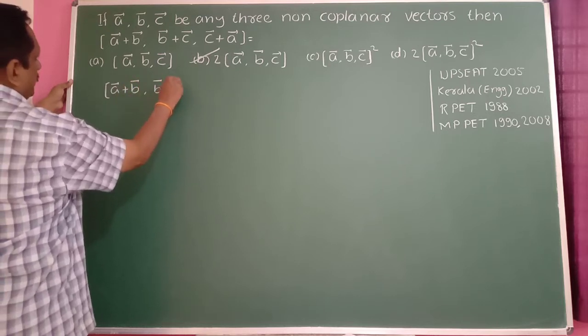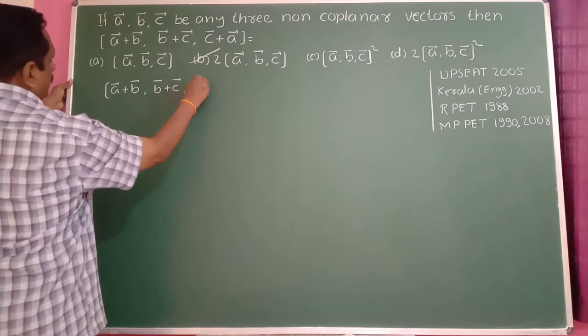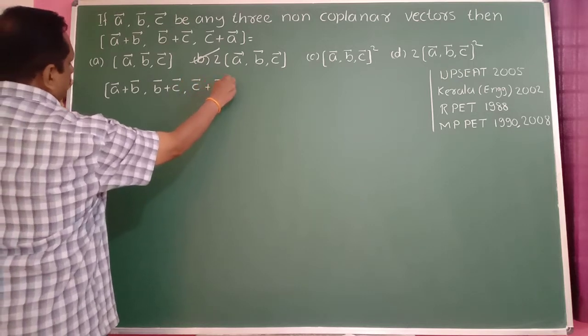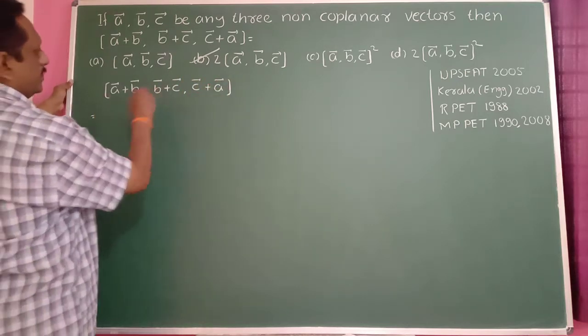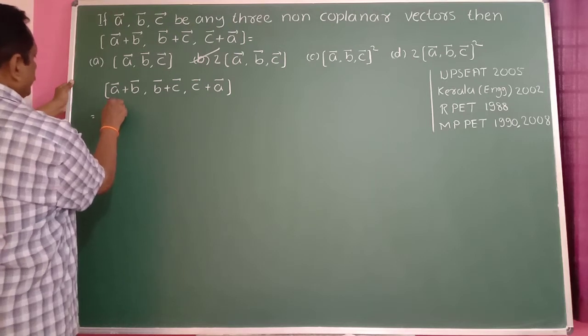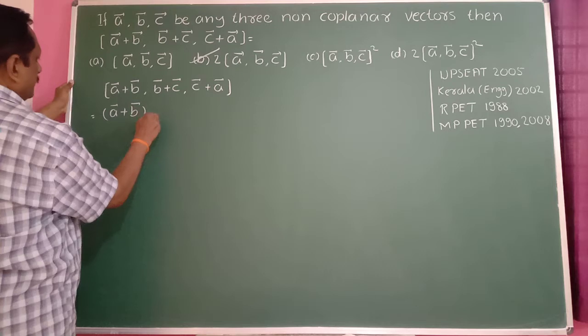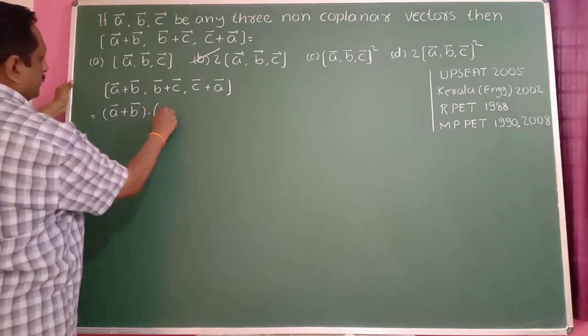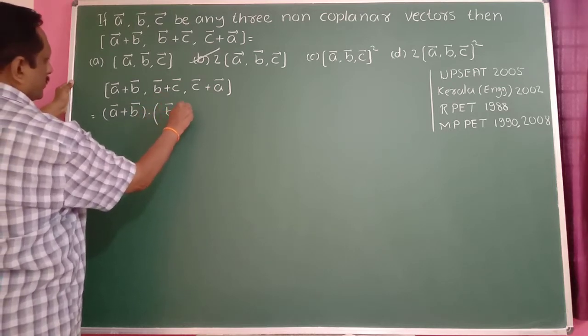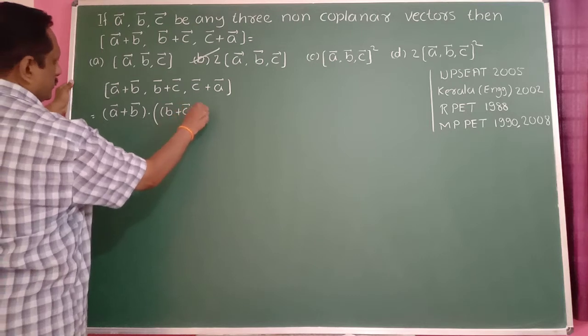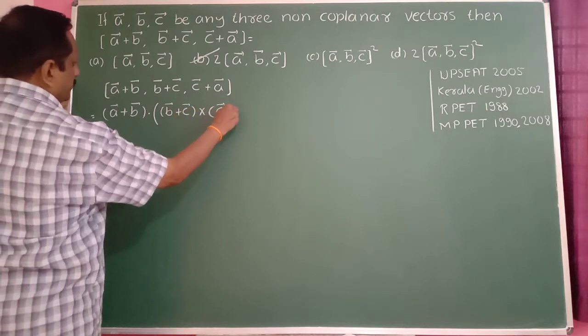The solution of this example: this is a scalar triple product. Hence (a bar plus b bar) dot (b bar plus c bar) cross (c bar plus a bar).